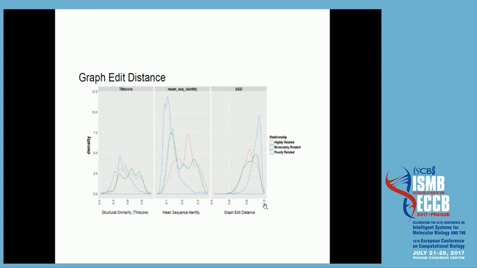At the right side, you will see the distribution of the graph edit distances. We can see that the highly related have the lowest graph edit distances, that means the best scores. And here we have, just for comparison, the sequence similarity and the structure similarity.